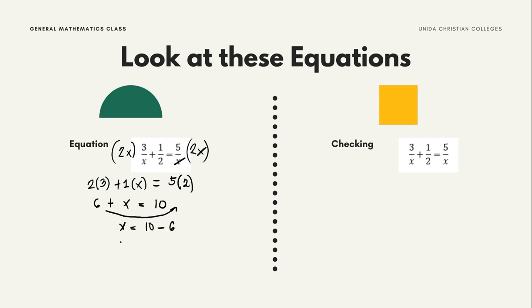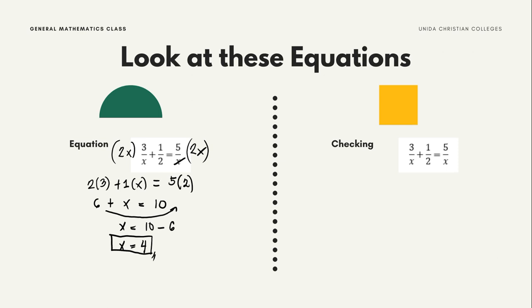And then last is the M step: multiply or divide both sides by the leading coefficient of the given variable. But since the leading coefficient of the given variable here is 1, there is no need to multiply or divide. So, let's compute: 10 minus 6, we have 4. And that will be the value of your x.